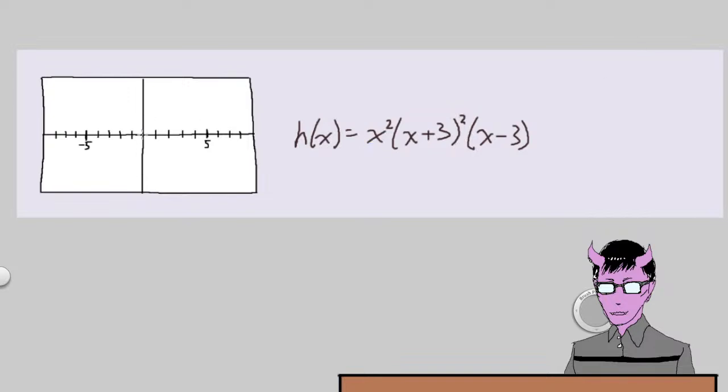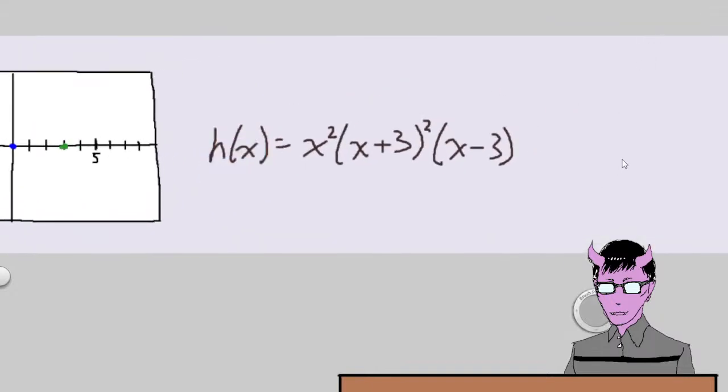So the first x-intercept is at 0, 0. And then the second x-intercept is at negative 3. Same situation. And the third x-intercept is at positive 3, 0. Alright. Figuring out the end behaviors, we have greatest degree is x squared.